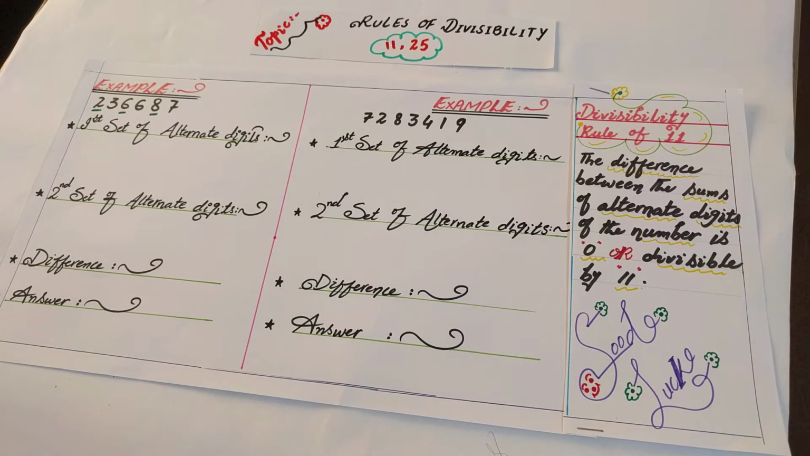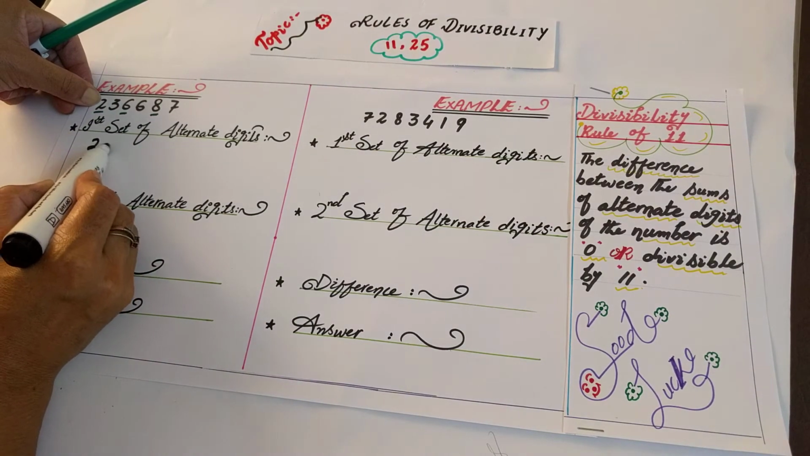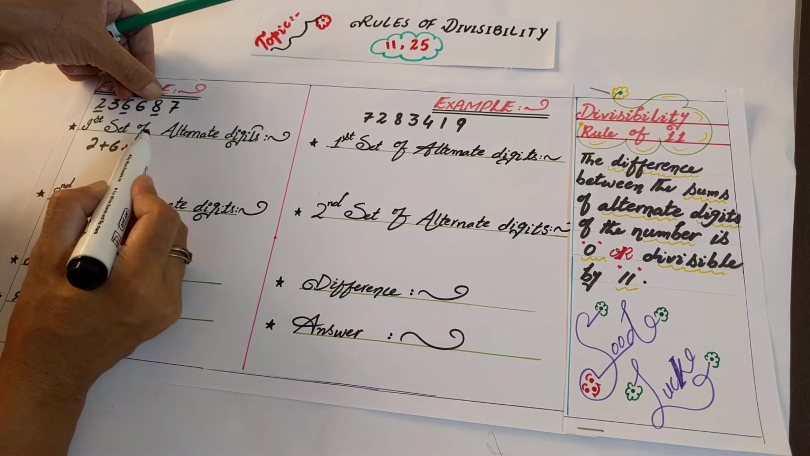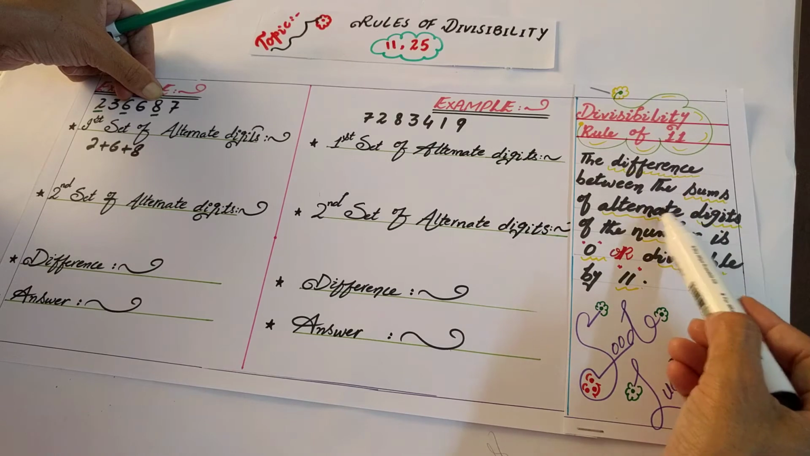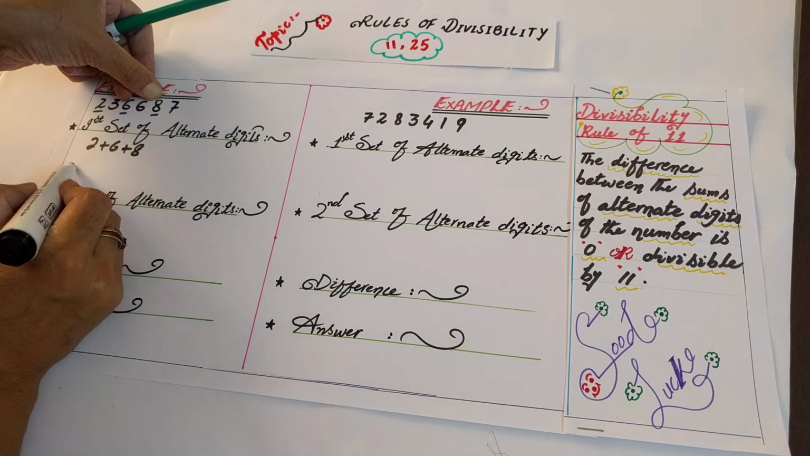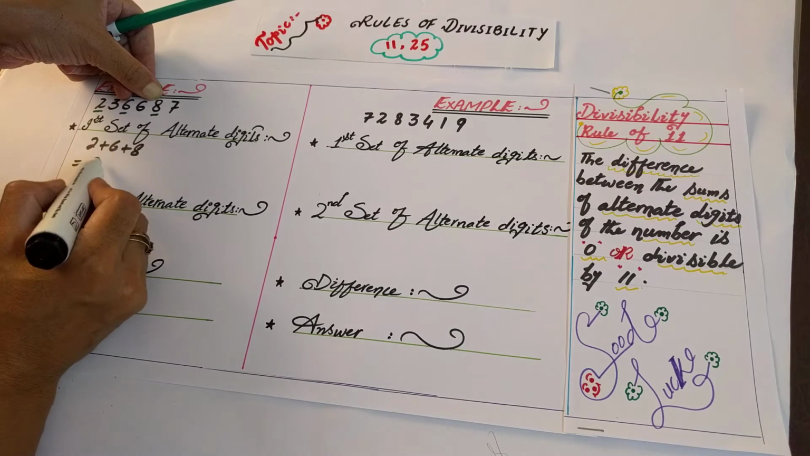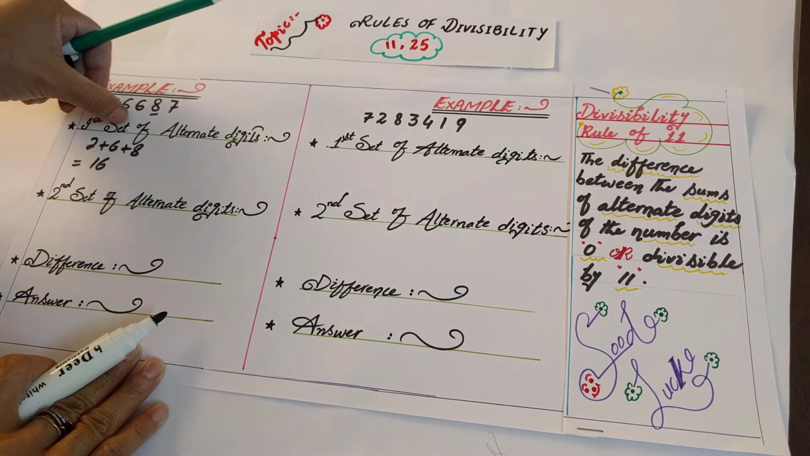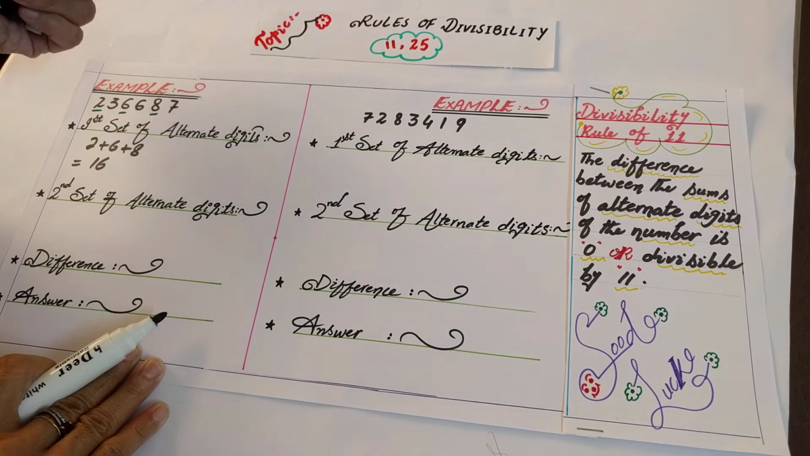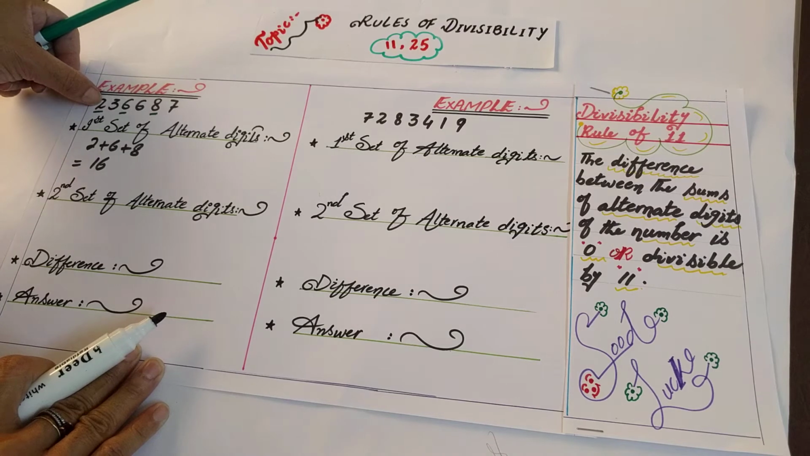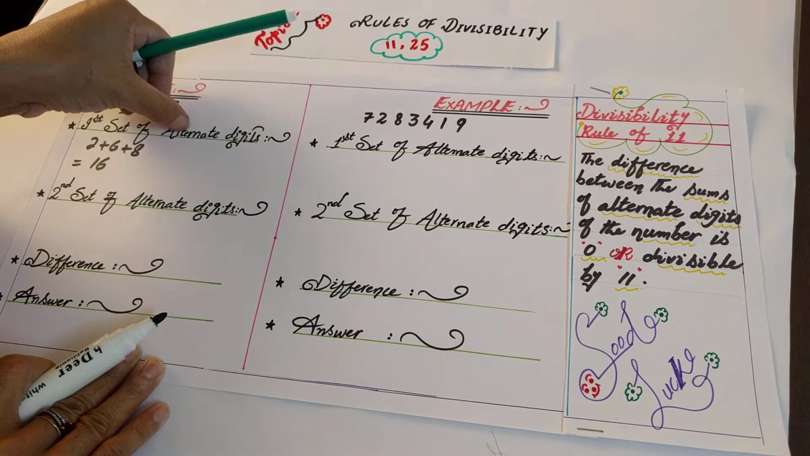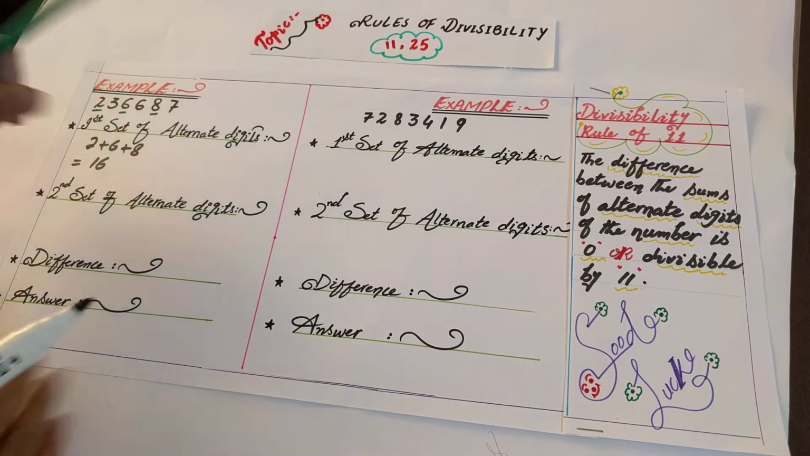Now you will find the sum of these alternate digits. First digit is 2, second digit is 6, third digit is 8. Find the sum of alternate digits. What is the answer? 2 plus 6 is 8, 8 plus 8 is equal to 16. Now this one is the first set of alternate digits, or group, you can also call it a group. So 2, 6 and 8 is the first group of alternate digits and the answer is 16.